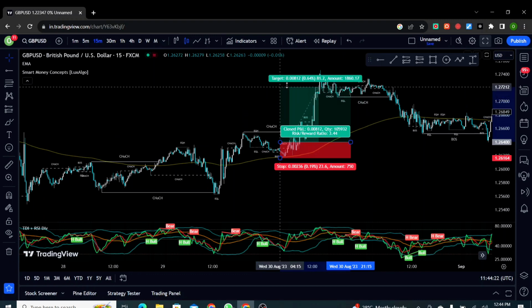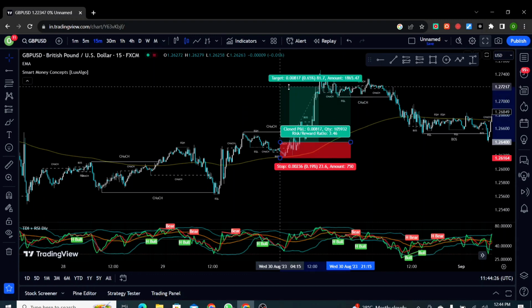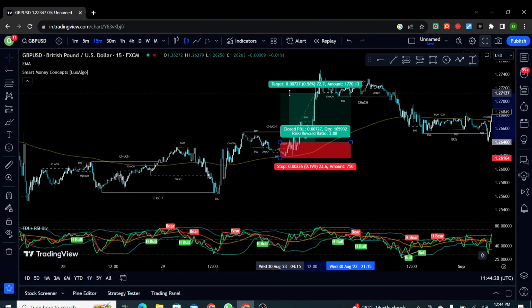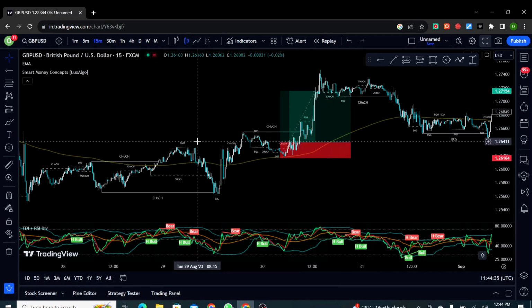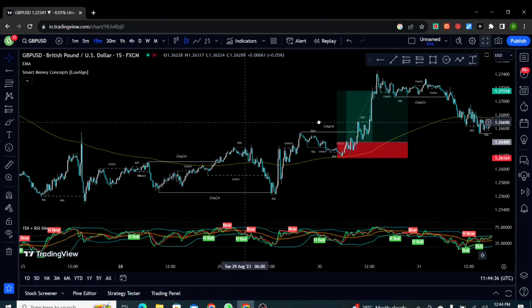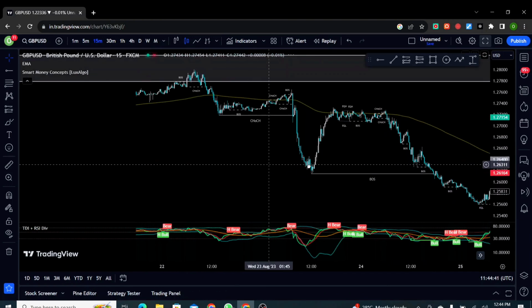One ratio 2, 3 sometimes, but 1:2 is okay for beginner traders. So 1:2 every time. You can see this play out very, very well, in order not to be greedy in the markets.